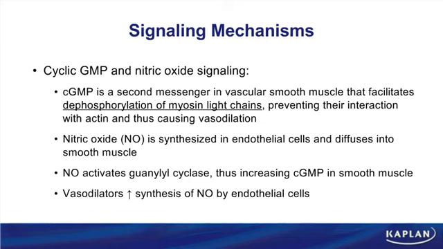We have a couple of endogenous compounds, like bradykinin and histamine. Bradykinin and histamine are both vasodilators, and at least part of their vasodilating action is mediated through nitric oxide.